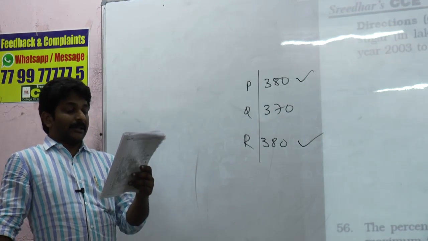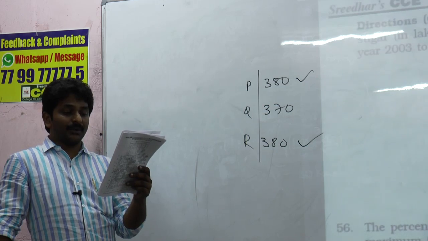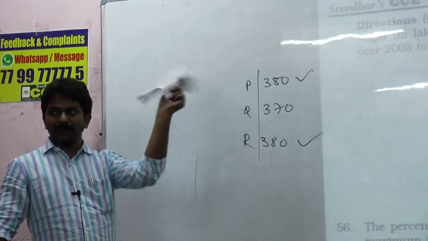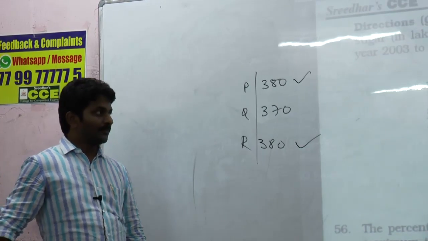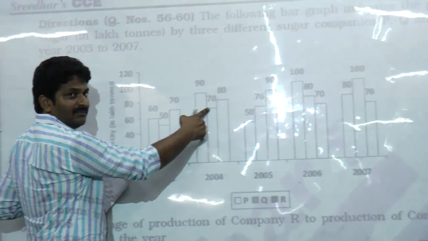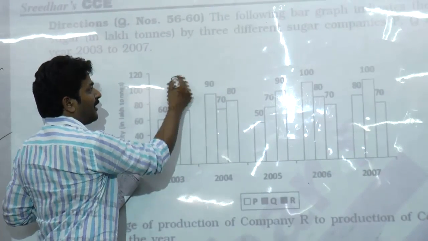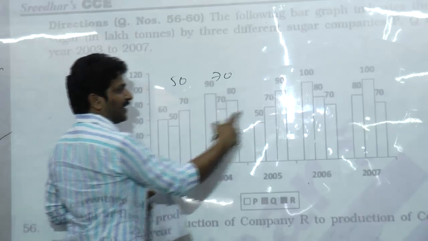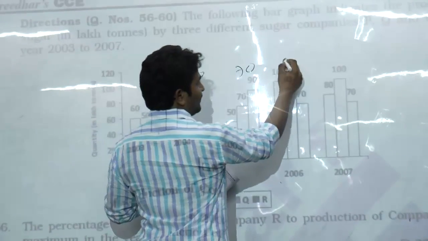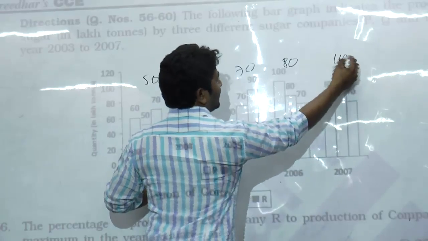Sixth one. The percentage rise or fall in the production of Q as compared to the previous year is maximum in the year. Percentage increase or percentage decrease should be maximum. For which company? Q. 50 increases to 70. Here we have 50. Here we have 70. And here also we have 70. And here we have 80. And here we have 100.